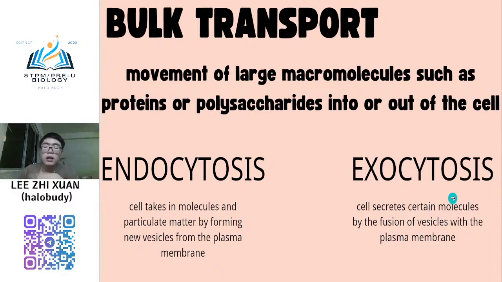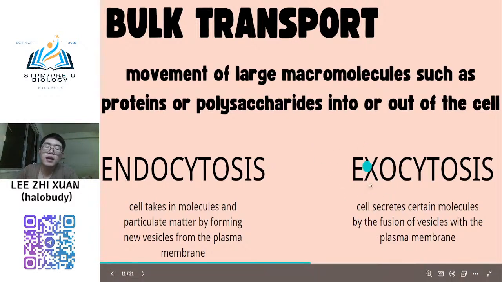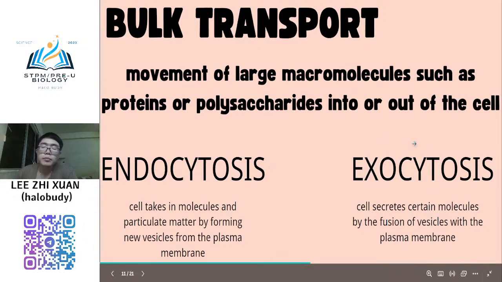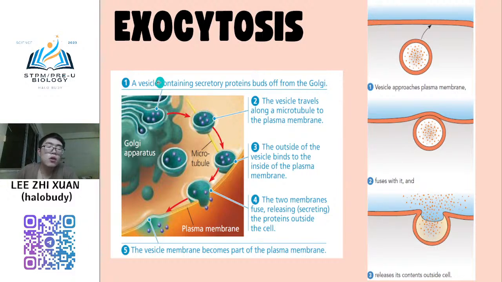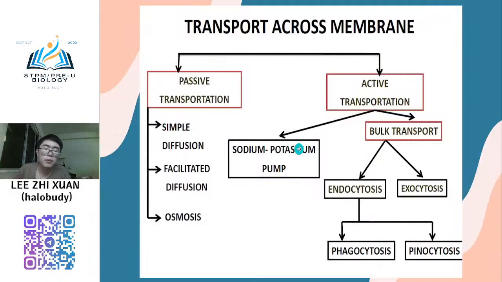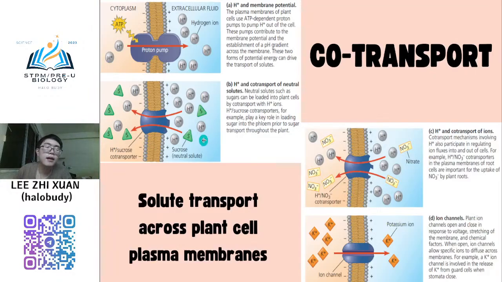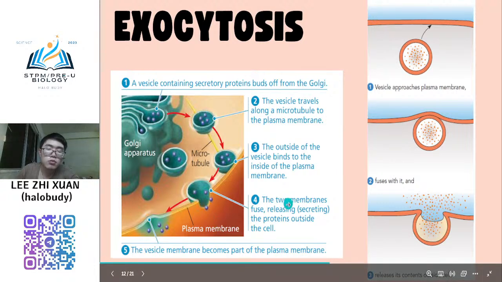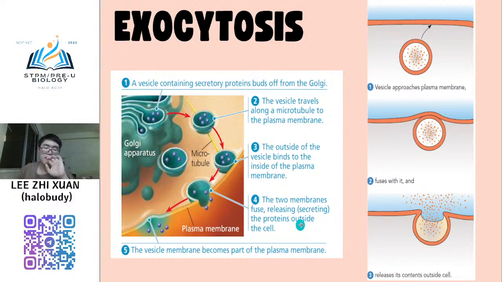Endo is in, exo is out. Exo, like exit. If you see the X, you can imagine it as exit, so it goes out. Okay, so one example of exocytosis is the one I gave earlier, protein synthesis. If you go to the secretory vesicle, after the secretory vesicle fuses to the plasma membrane, it will release the particle. The membrane will fuse with the plasma membrane, and then start to release and secrete the protein outside the cell. This one we call exocytosis.